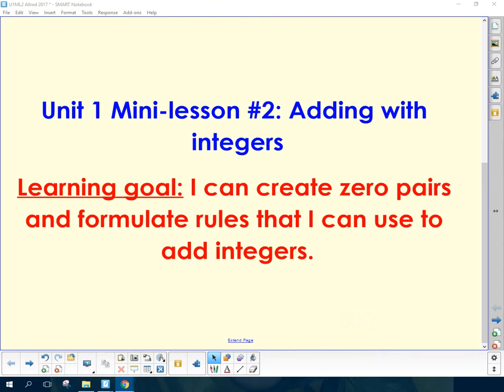Your learning goal today is that you can create zero pairs and formulate rules that you can use to add integers. Okay? Last week we did a lot of work with those chips when we did our directed numbers activity, and I hope that you might have some idea what the patterns are when you add positive and negative numbers, but we're going to talk today to try to finalize some of those thoughts and come up with a rule that we can use whenever we're adding or subtracting integers.